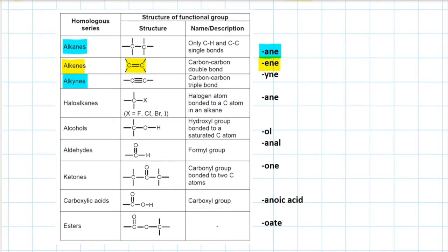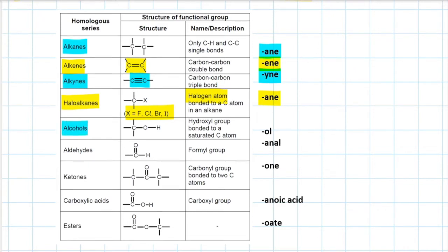The alkynes are hydrocarbons that contain a triple bond between a pair of carbon atoms, and their name ends with yne. The haloalkanes have their name end with ane, just like the alkanes, but they are not alkanes and belong to a completely different homologous series because in their structure we have halogen atoms like fluorine, chlorine, bromine, and iodine.